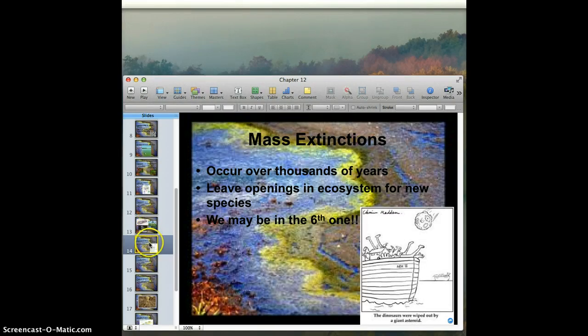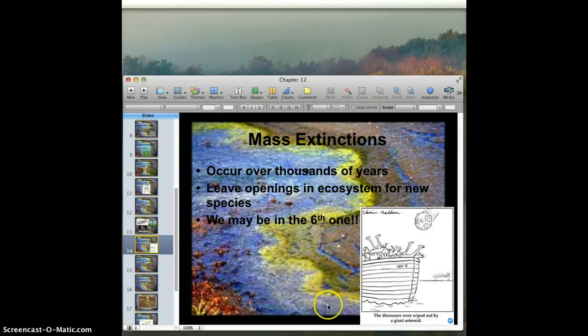Now, over time, one of the things you have to keep in mind, and your book talks about these, there have been these mass extinctions, okay? What a mass extinction means, they occur over thousands of years. They don't happen immediately. People think, oh, mass extinction, within 1 week all the dinosaurs were gone. So not true. It means that over thousands of years, large groups of organisms died out. Bad for them, but it leaves openings in the ecosystem for new species to come around.